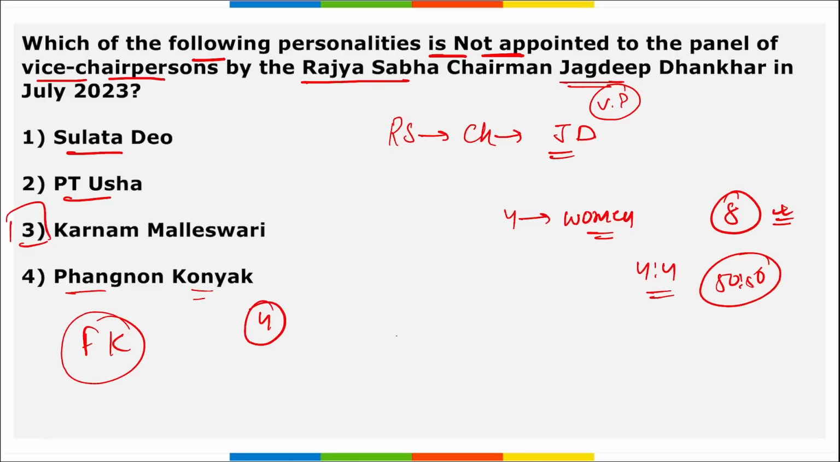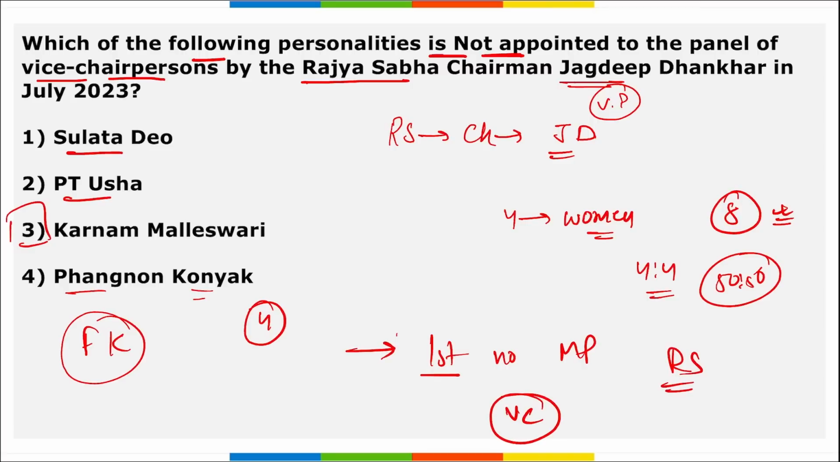Next remember PT Usha, she became the first nominated member of parliament in Rajya Sabha, correct, to be nominated to the panel of the vice chairperson. I repeat, first nominated MP in Rajya Sabha to be nominated to the panel of vice chairperson.